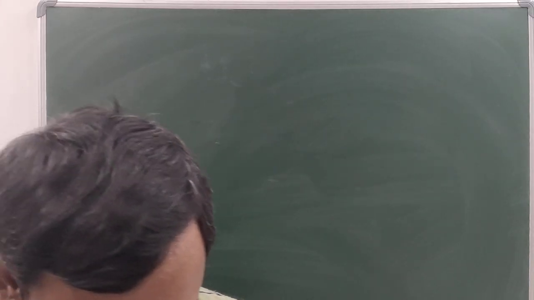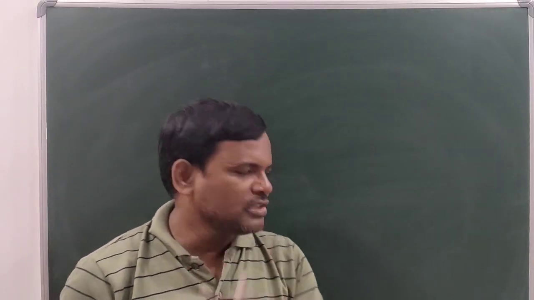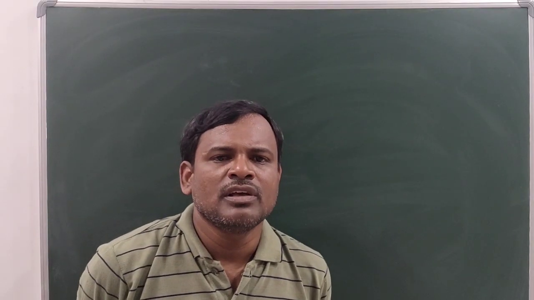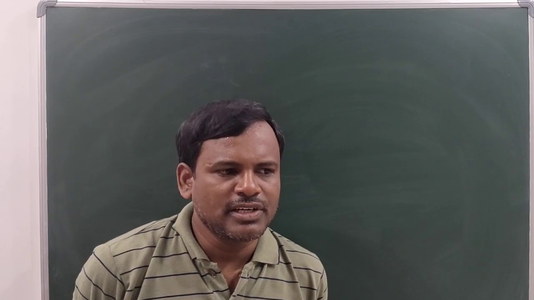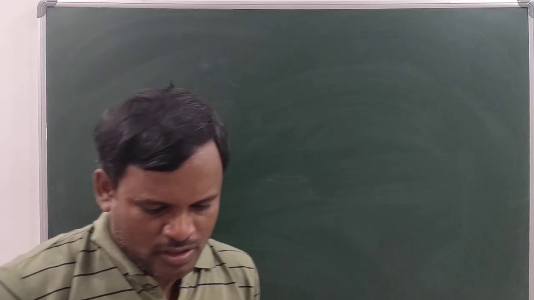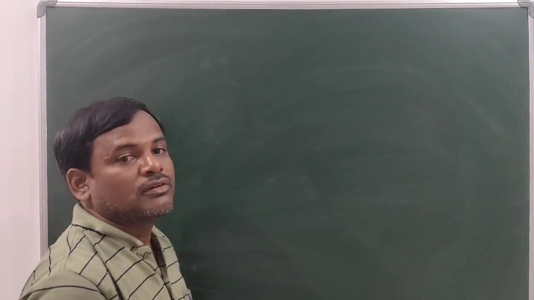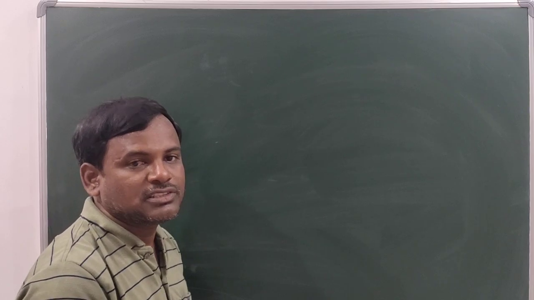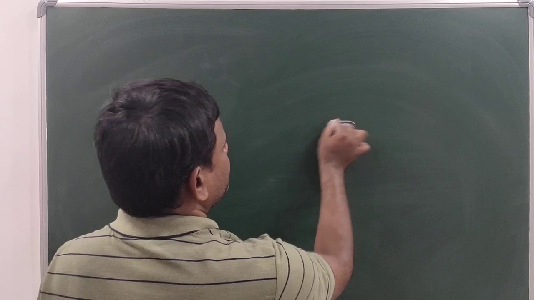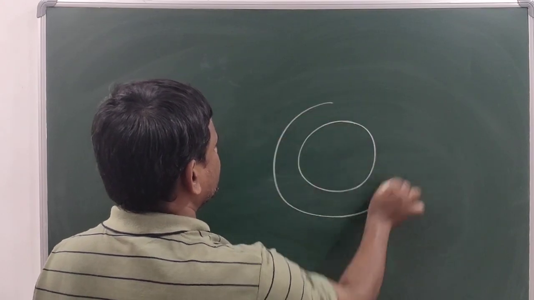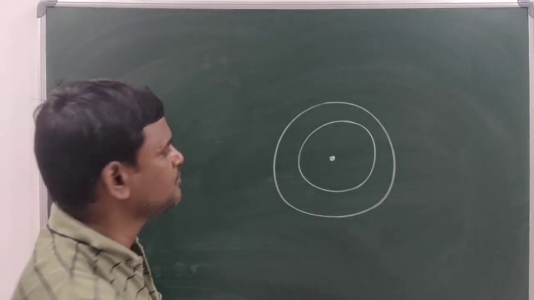You know the meaning of concentric circles. What kind of circles are known as concentric circles? Circles having the same center are known as concentric circles. So, okay, we will get some applications based on these concentric circles also. Okay, so here, circles having the same center.